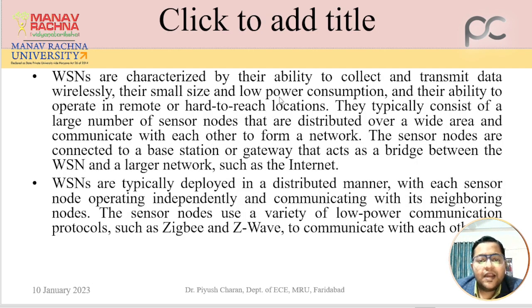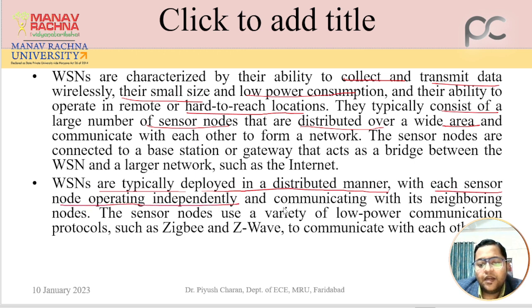So WSNs are characterized by their ability to collect and transmit data wirelessly, their small size and low power consumption, and their ability to operate in remote and hard to reach locations. They typically consist of a large number of sensor nodes that are distributed over a wide area. WSNs are typically deployed in a distributed manner, with each sensor node operating independently and communicating with its neighboring nodes.